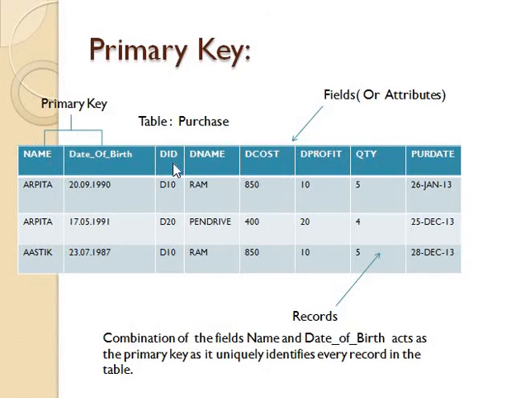Now if you look at these fields or these attributes, you will notice that the first field with the name bearing identical values of Arpita cannot be a primary key. So we can be sure of it that the field name cannot uniquely identify every record in this table purchase. So this field, that is name, cannot become the primary key of this table purchase.